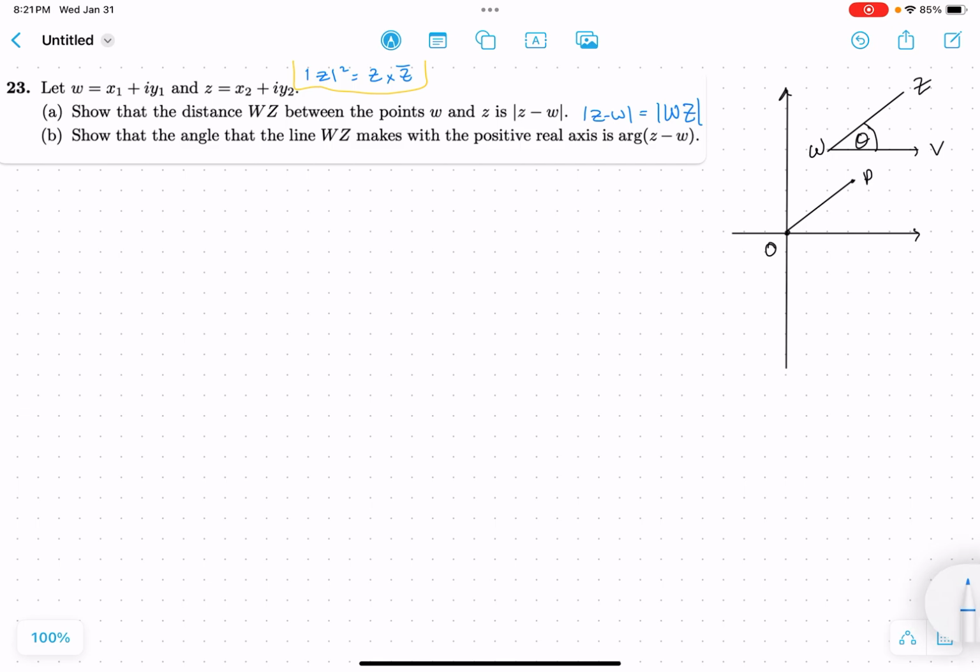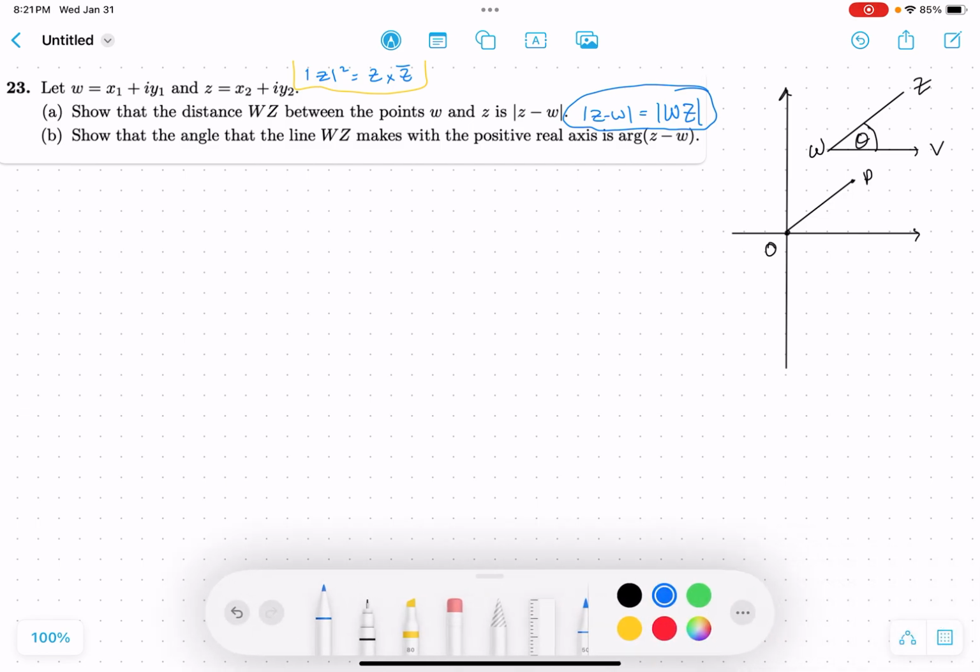Also remember, a little trick: this is what they've asked us to prove. Show that the distance WZ between the points W and Z is the modulus of Z minus W. That can be a bit tricky, so instead, what we can end up showing is that the square of each side is equal to each other, and then get there. That's a bit of a trick. We can do that instead, and then therefore mod Z minus W equals mod WZ. Okay, so let's work on that.